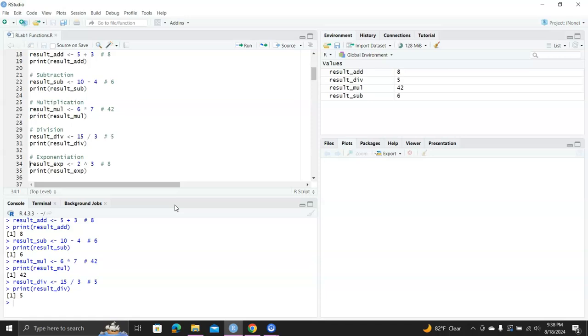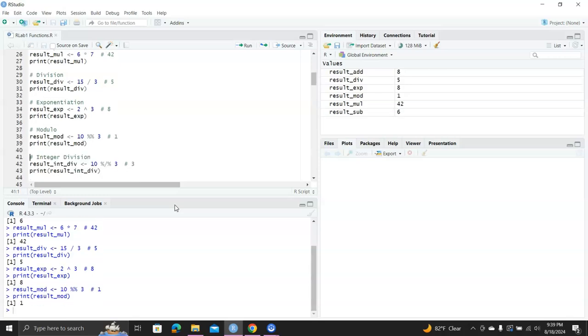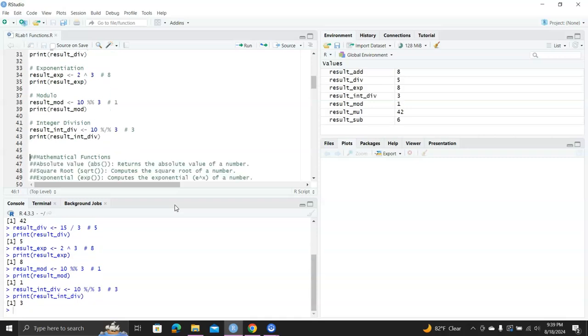Exponentiation, 2 to the power of 3, that's 8. And the modulo, the symbol is a little bit like 2 percentage symbols there for modulo. 10 divided by 3, what's the remainder here? It's 1, right? Integer division. So here is percentage sign and then slash and the percentage. Okay, so this is 10 divided by 3. You got 3 there.